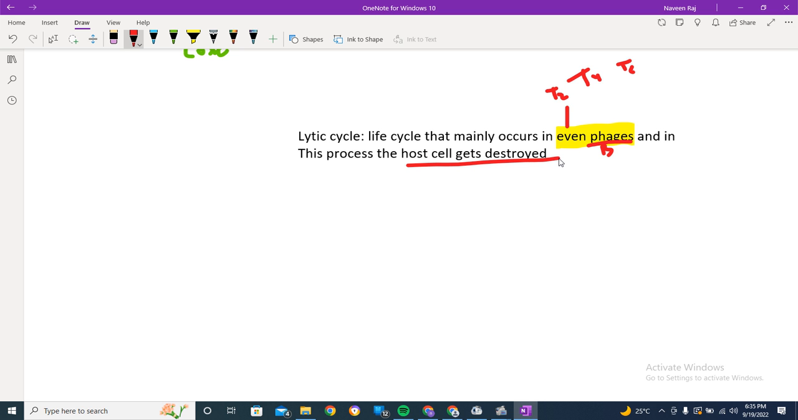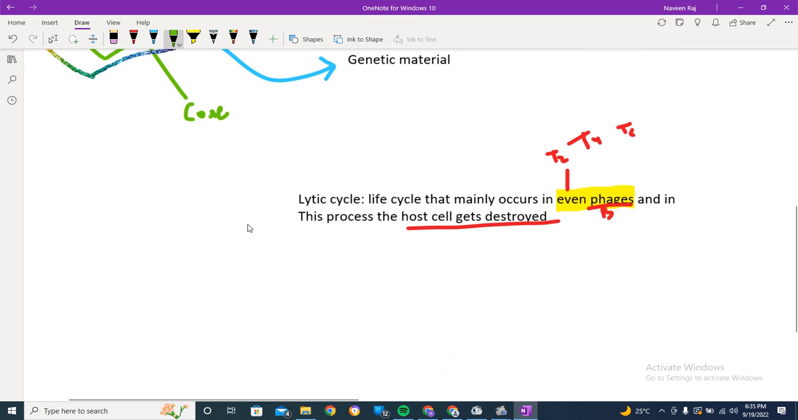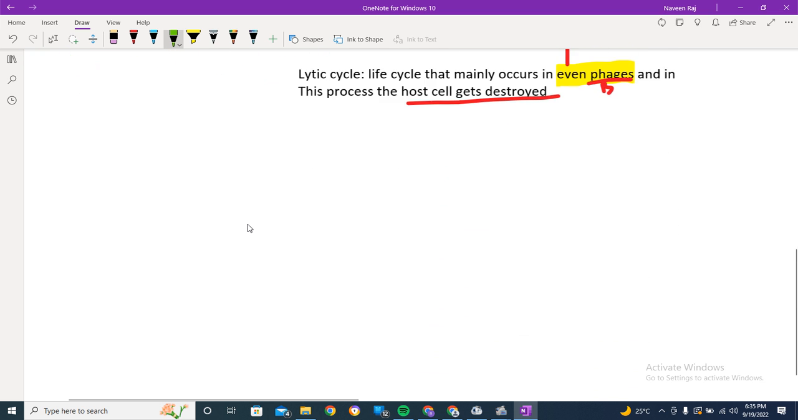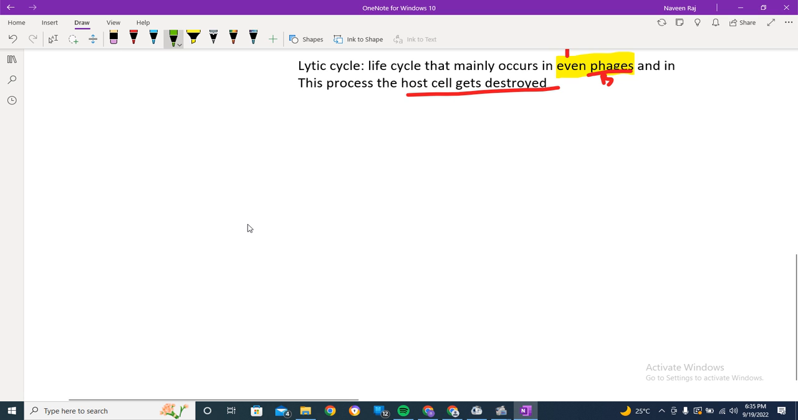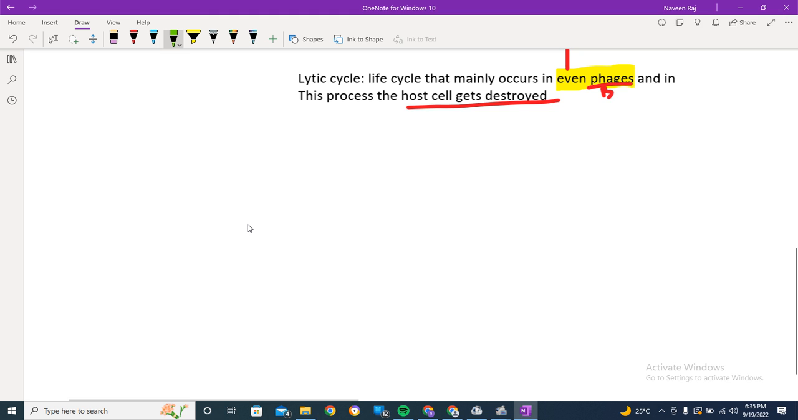You need to remember this point, because the lysogenic cycle is the kind of cycle in which the host cell does not get destroyed, but in the lytic cycle it does. So moving forward into the main concept, let me draw the bacterial cell or the host cell. We are looking into the lytic cycle of the bacteriophage, and a bacteriophage is the bacteria eater. We looked into the general structure of the bacteriophage in the last video.